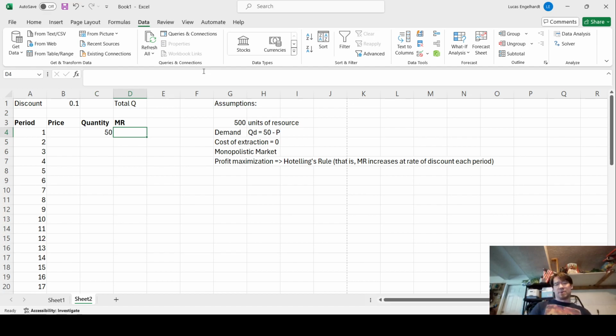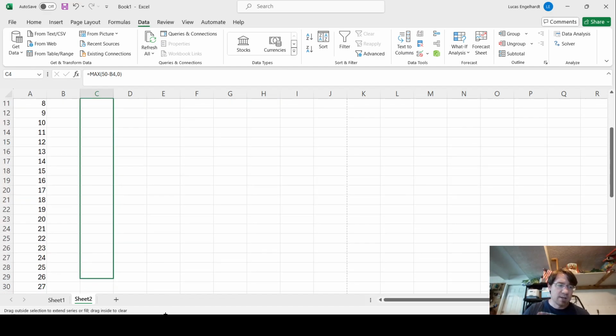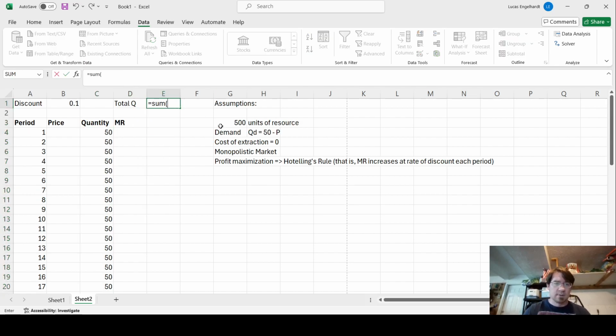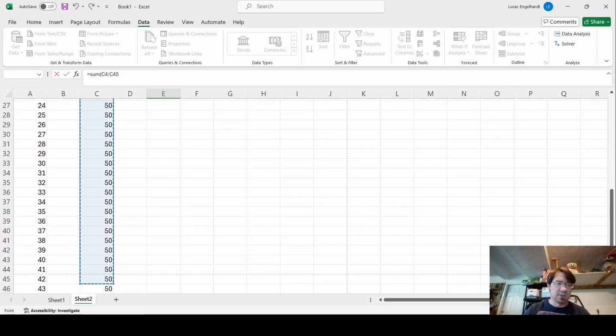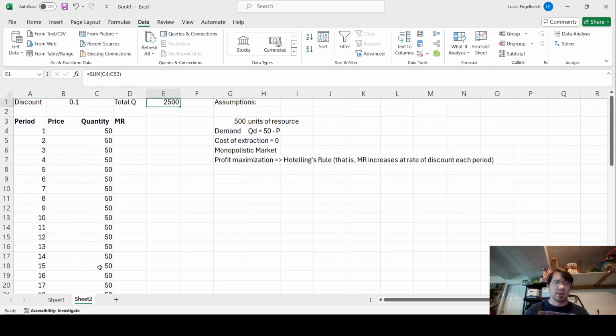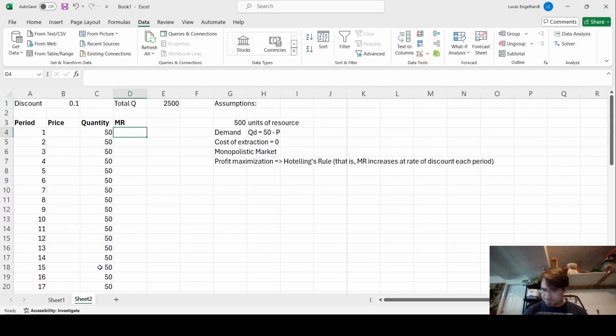Now marginal revenue is something I'm going to need here. Right. So I need to know the relationship between marginal revenue and price to fill this in, because it's marginal revenue that is going to be following Hotelling's principle. So let's go ahead and drag the quantity formula down, and that'll allow me to fill in the total quantity formula, because these are things that are relatively easy to do. There we go. And then marginal revenue.